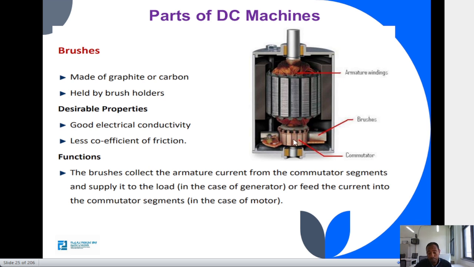And the purpose of the brush is just to collect the signal which reaches the segment. I mean, the signal on the commutator segment has to be collected through the brush. It has to be collected through the brush, and that is the main function of the brush.